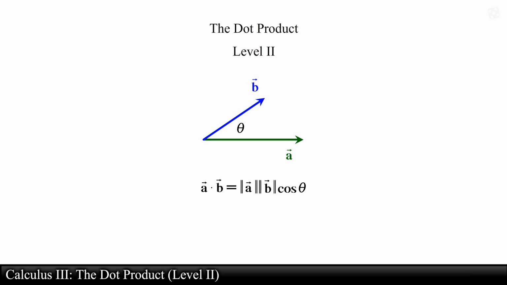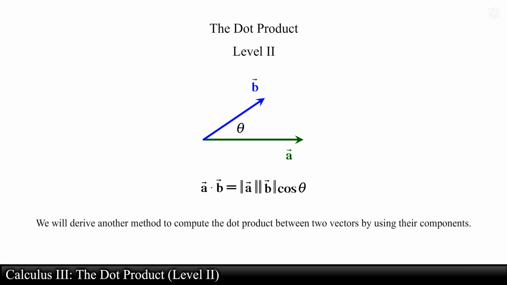The dot product, level 2. In the previous video, we covered the geometric definition of the dot product. In this video, we will derive another method to compute the dot product between two vectors by using their components. We can calculate the scalar product A dot B directly if we know the x, y, and z components of vector A and vector B.